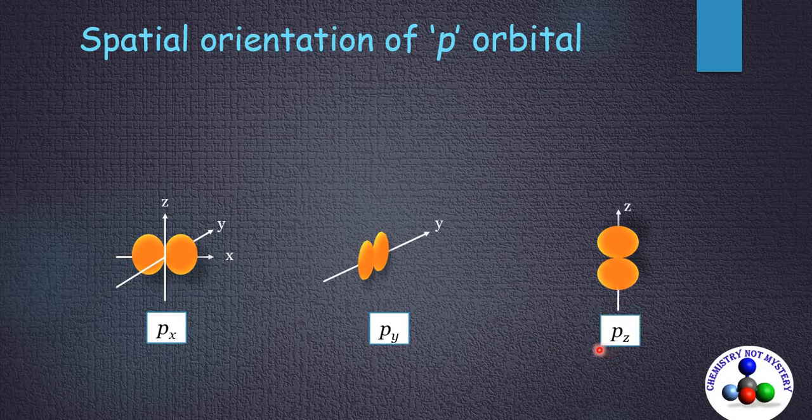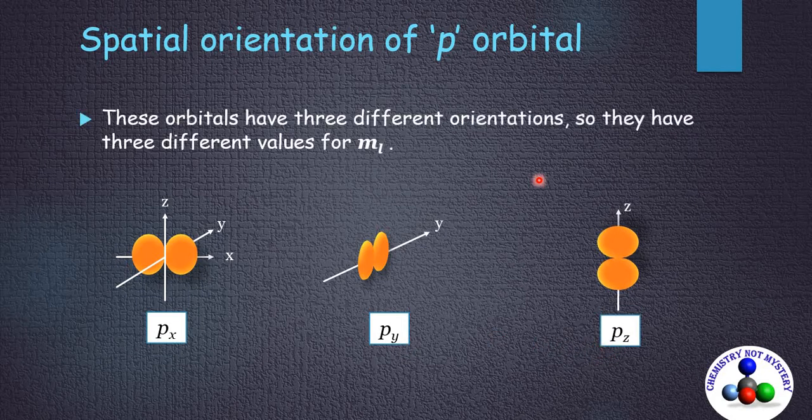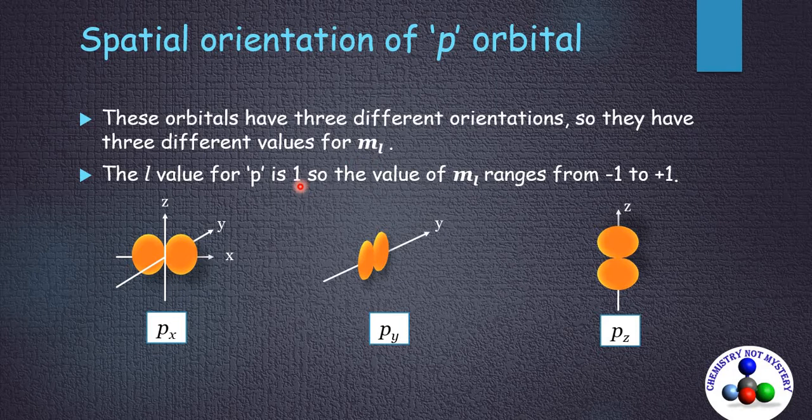Because of 3 different orientations, they have 3 different values of m sub l. The l value for p is 1, so the value of m sub l will be -1, 0 and +1. Now come to the d orbital.